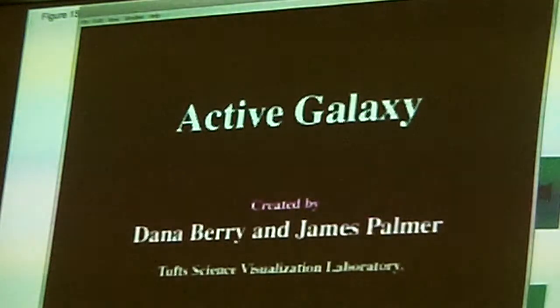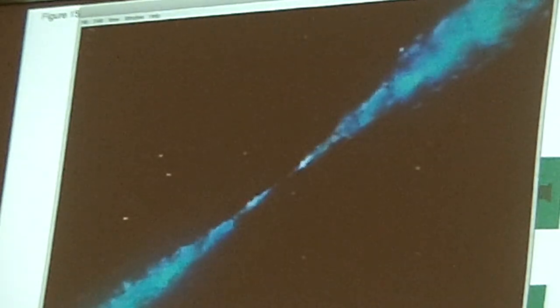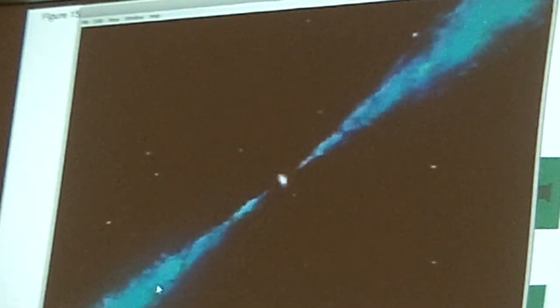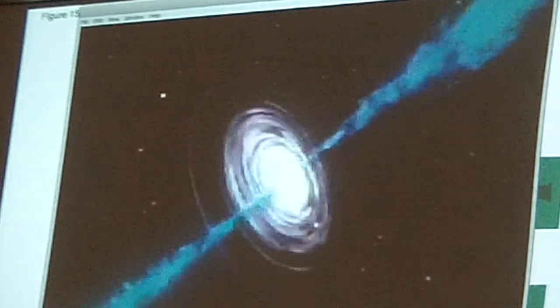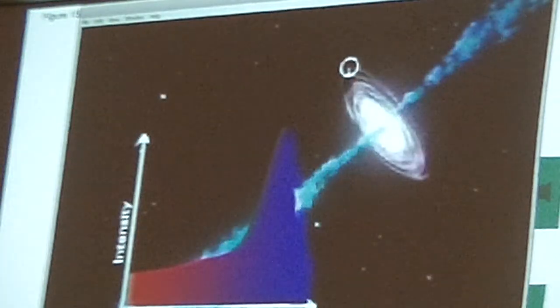Let's see an active galaxy. Or not. Oh, there's an active galaxy. Look at it blowing all that stuff away. Here, I'll speed it up for you. Look at that galaxy. Huh? Nah, you don't care. Read chapter 15.